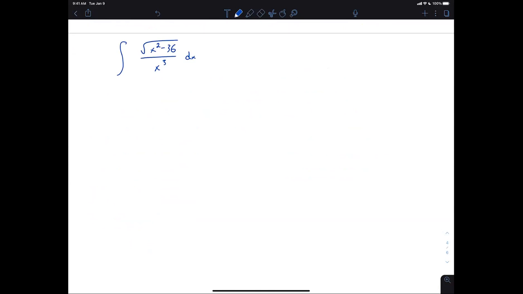Okay, so when we're doing this, you should think about u sub for a little bit, and it doesn't work real well. So then trig sub is the next best option on this because it'll get rid of the square root. So we're going to choose x to equal 6 secant theta.